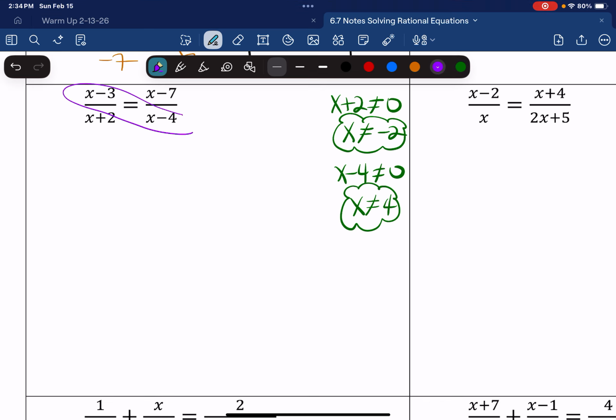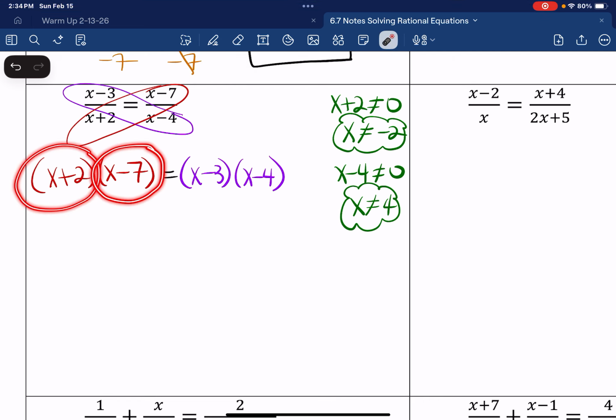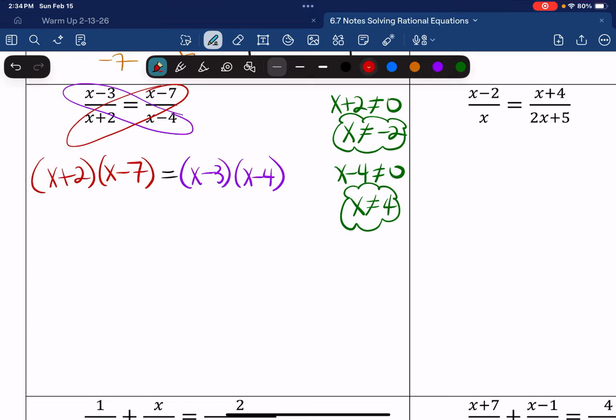So I'll cross multiply to solve this proportion, and we get x plus 2 times x minus 7 should equal x minus 3 times x minus 4. And when I look at this equation, there are no common factors on either side, so I can't simplify that down. I'm going to have to go ahead and double distribute. Now, if you like using the box method to multiply your two binomials together, then go ahead and do so. I'm just going to double distribute, okay?